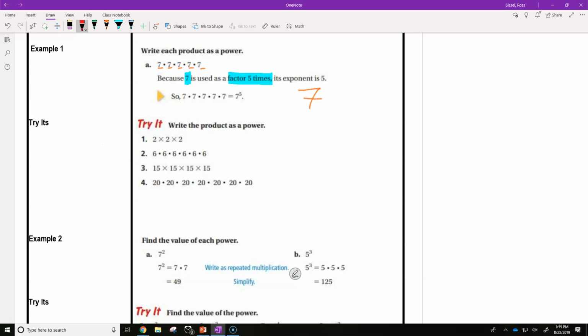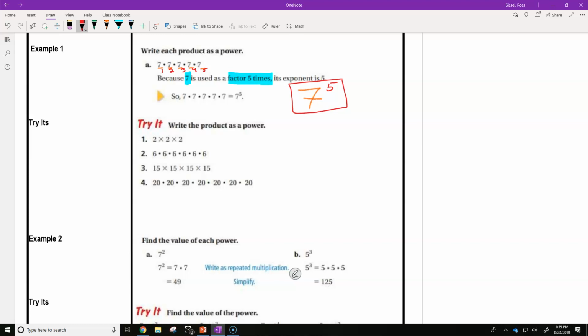Now, okay, now we have to do our exponent. So, the repeated factor that became our base was 7. And then I simply just count. How many times did I repeat 7? 1, 2, 3, 4, 5. It becomes 7 to the 5th power.